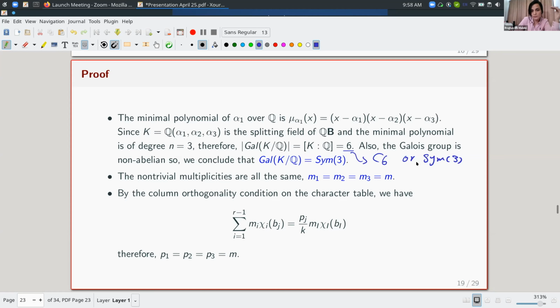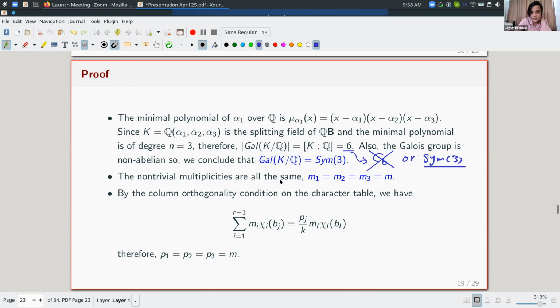But in the beginning, we obtained this fact that if one of the eigenvalues is non-cyclotomic, the Galois group must be non-abelian. So in this case, the Galois group can't be C6. So we arrive at this fact: the Galois group is Sym3.